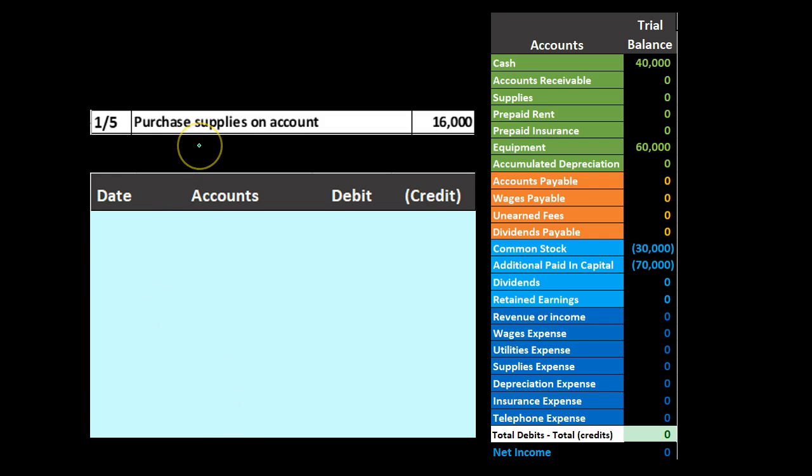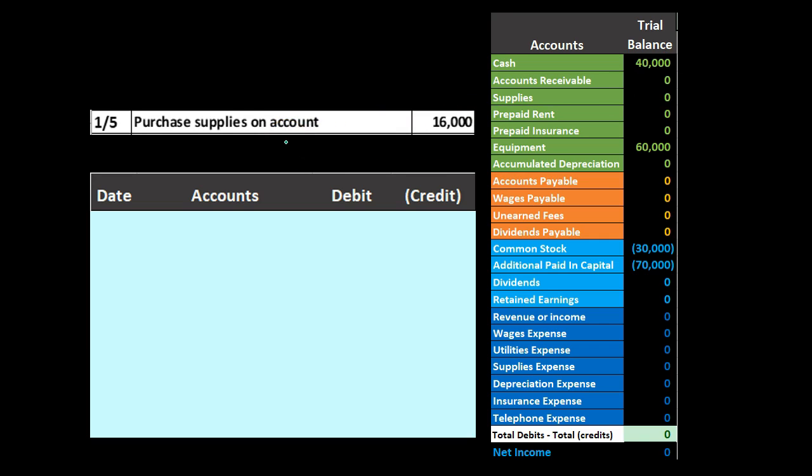Our information is going to be up top. We're going to enter that into our general journal. Then we'll post that to the general ledger. So we have the purchase of supplies for $16,000. First question, is cash affected? And we're going to say in this case, no, it's not affected because we purchased it on account.